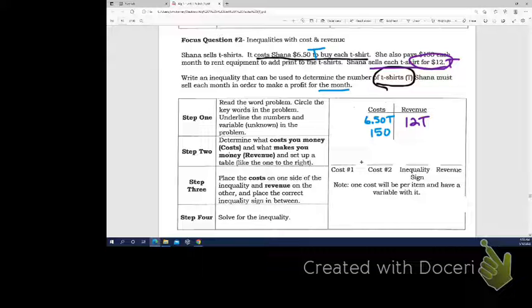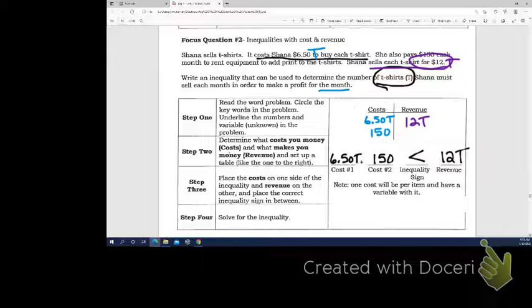So if we add together her two costs, the $6.50 T and the $150, so that's $6.50 for every T-shirt plus $150. That needs to be less than her income, her revenue, her sales. So when you're looking at the cost, in these problems there's always going to be two costs. One of them is per item, and that one gets a variable, and one of them is just a constant. And then we need to solve.